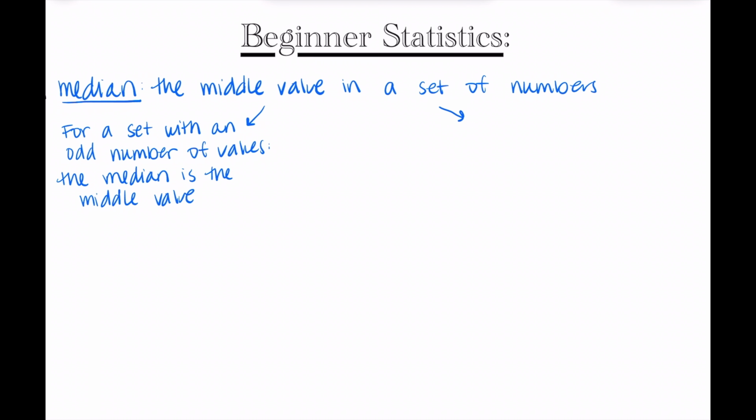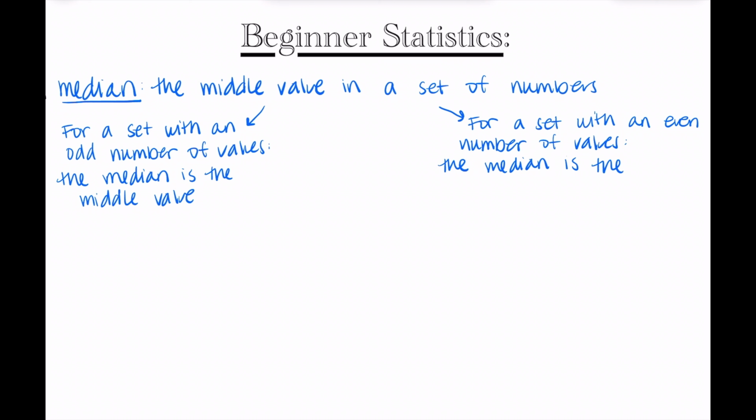But on the other hand, for a set with an even number of values, the median is the mean or the average of the two middle values. And we will work through defining what the mean or the average is as well, but this is just a beginner definition for you guys for the median of a data set. So now that we've gone through what the median of a data set is, we'll get into what the mode of a data set is.